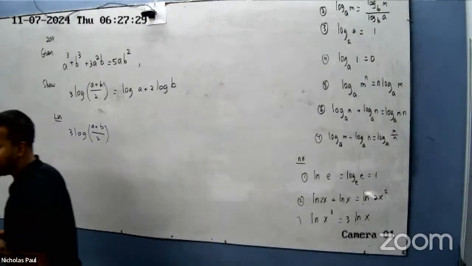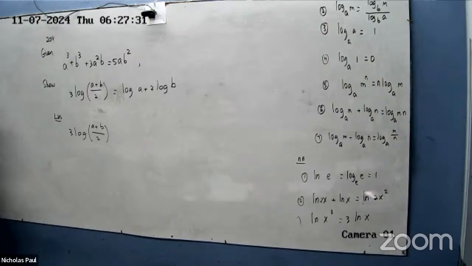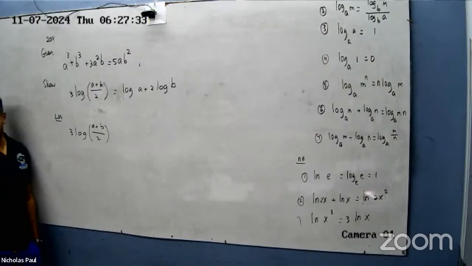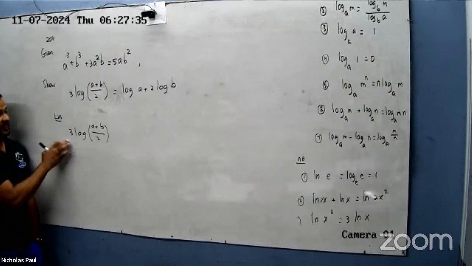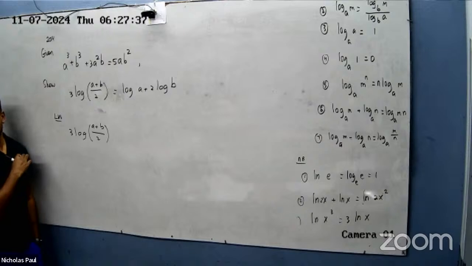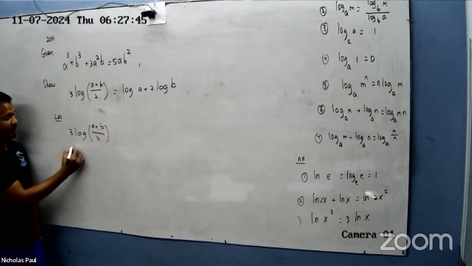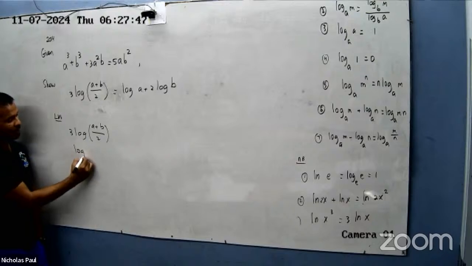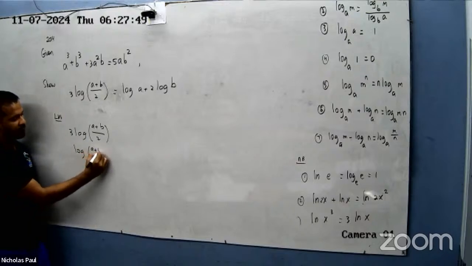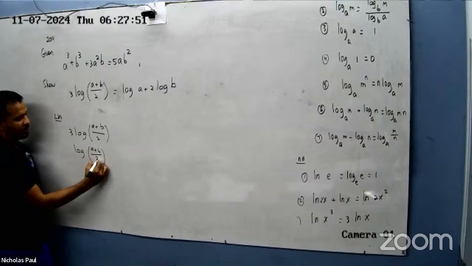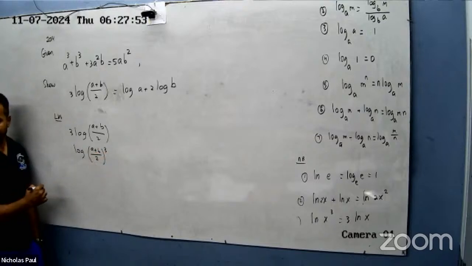Right, any move here, Tisha? Tisha, what can you do with that tree? What's the first thing you can do with that tree? Any other rules could work there? I could put that up as a power. So I could write log of (a plus b) all to the power 3.